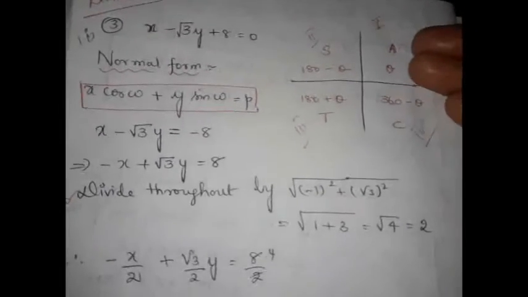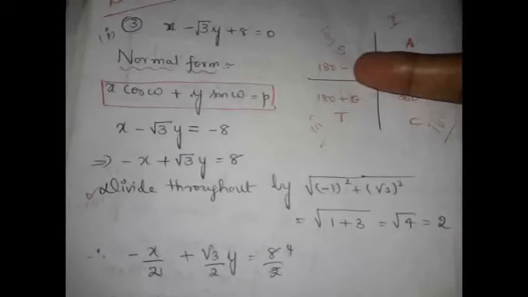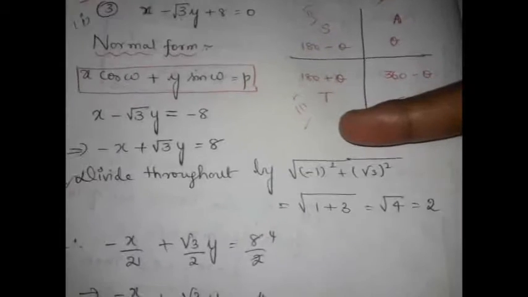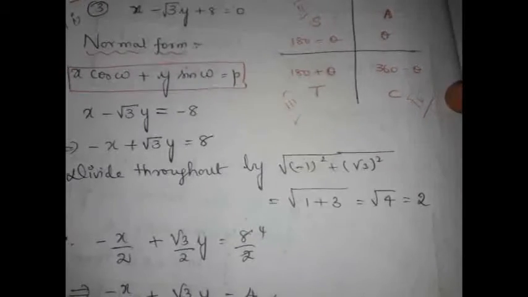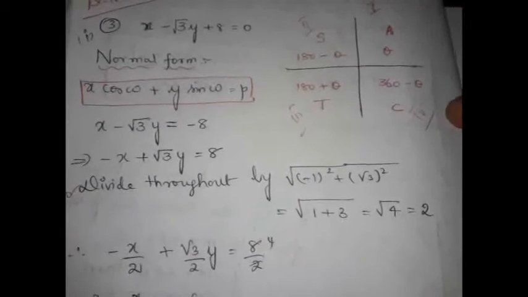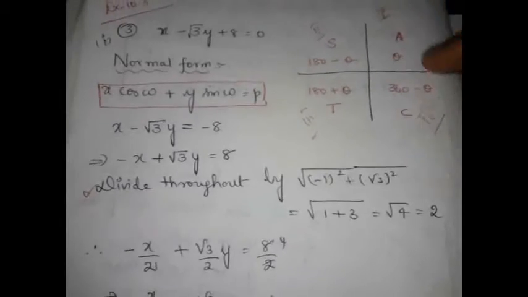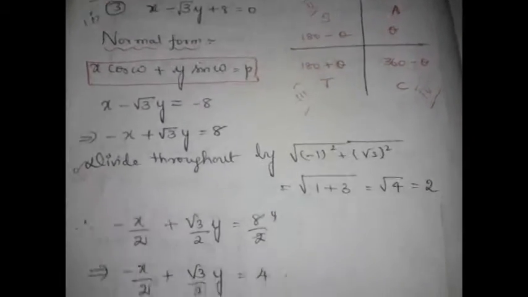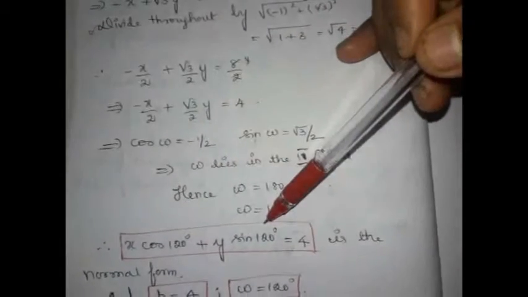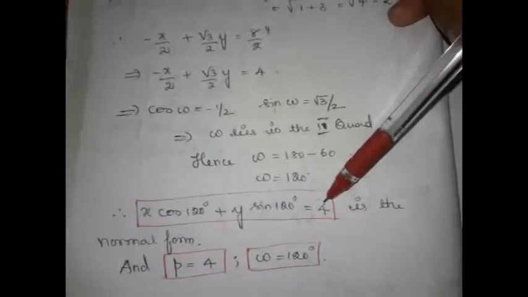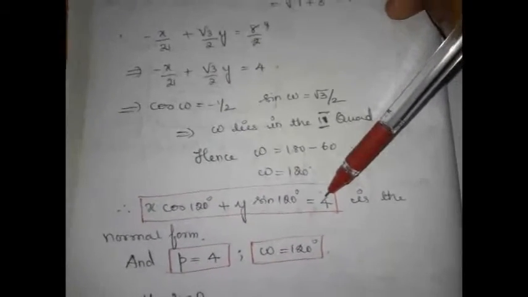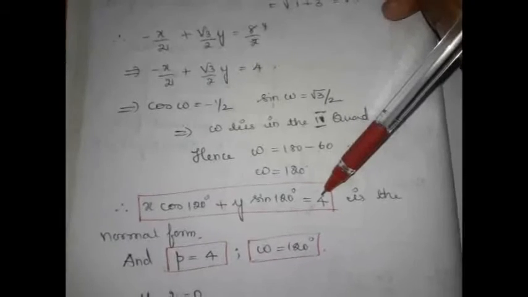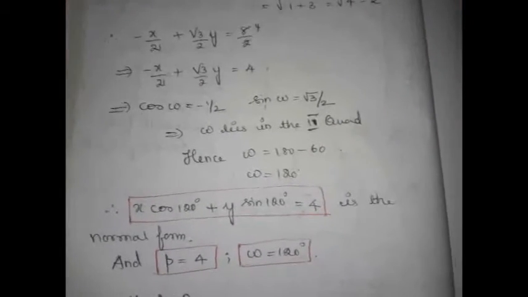If it lies in the first quadrant, it is going to be theta. Second quadrant, 180 minus theta. Third quadrant, 180 plus theta. And if it lies in the fourth quadrant, it is going to be 360 minus theta. These things we have already learnt in the trigonometry chapter. Right? Accordingly, substitute the values and find your angle. And once you write the equation in the normal form, we can easily identify the perpendicular distance from the origin, which is nothing but P, and the angle made by the normal with the positive x-axis, which is nothing but omega.